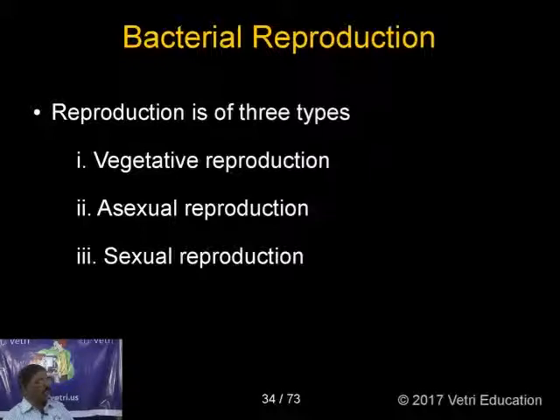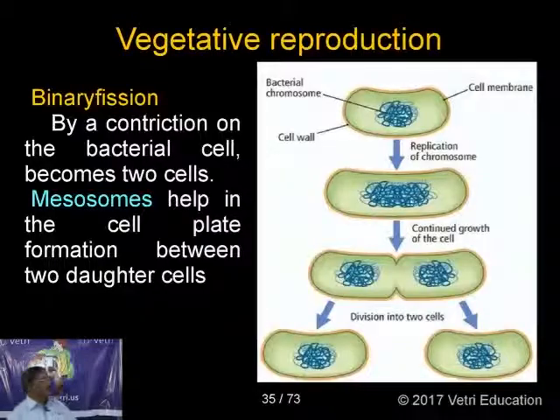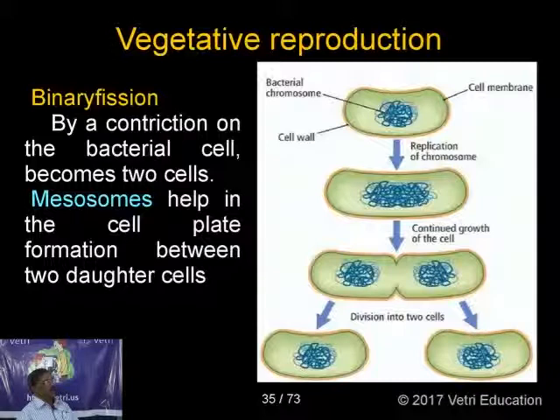Now let us see the reproduction in bacteria. The reproduction is of three types: vegetative reproduction, asexual reproduction, and sexual reproduction. Regarding the vegetative reproduction, there you can find the binary fission. This is also called fission or binary fission, where there is no involvement of chromosomes.